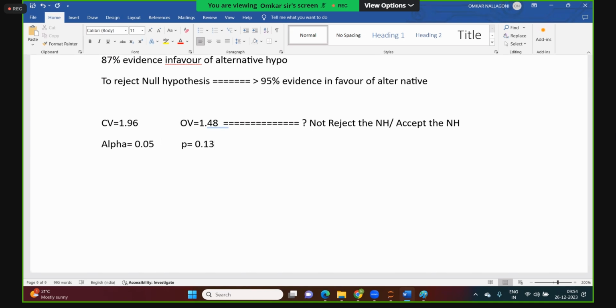0.13. Now, say the answer is the same. The answer will not change. What is the answer? Not reject the null hypothesis. The answer is the same. Now, tell me the comparison.